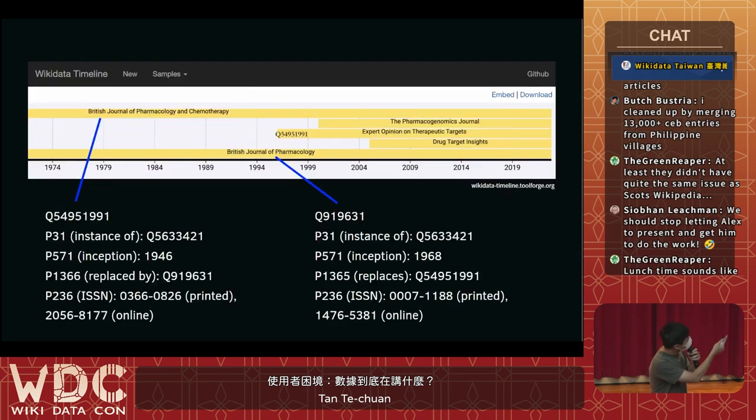And the right one has a property called "replaces" pointing to the left one. So it means the right one replaced the left one. So it has two ISSN numbers. That is a number given by an organization, like every book has a book number. Every journal has a journal number too.